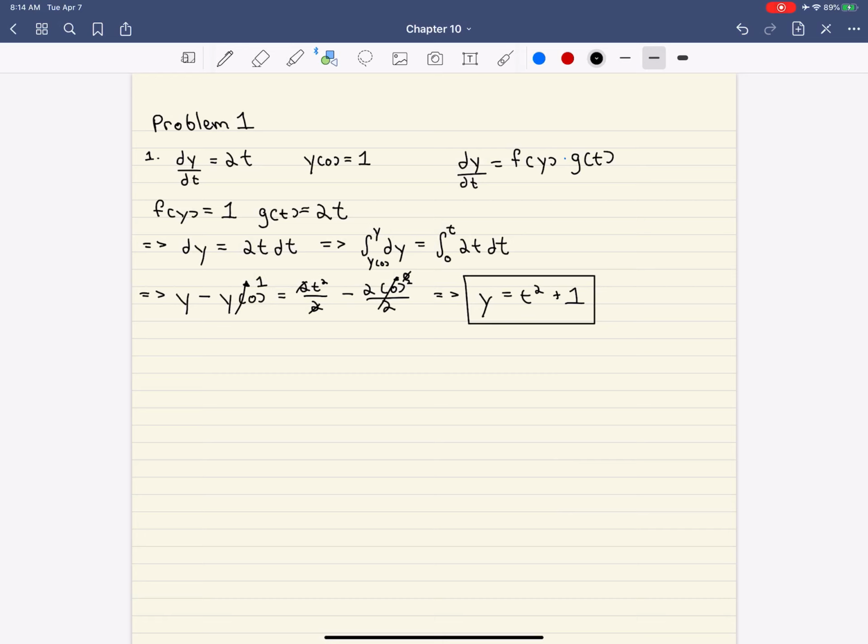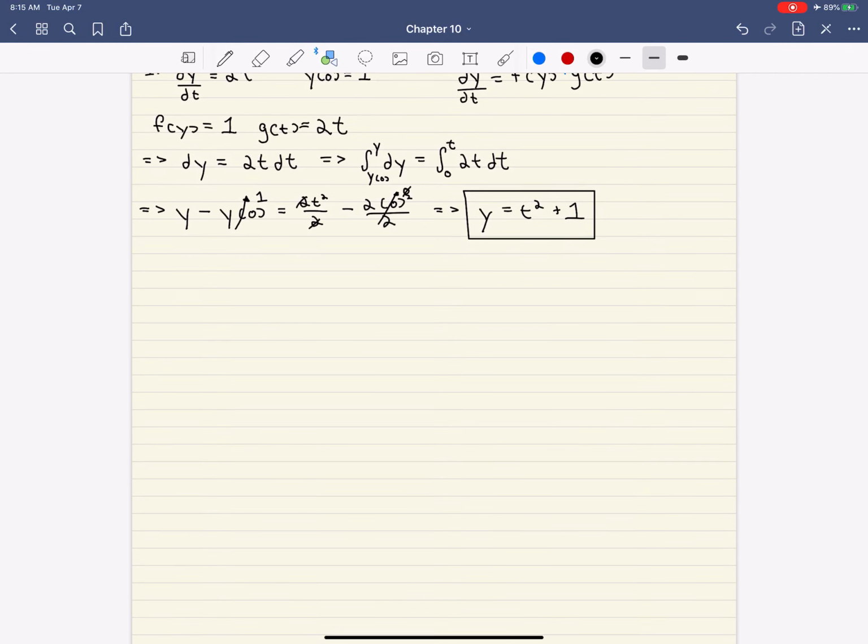Alright. So that's a very simple example. Okay? And problem 1.2 is also very similar. So in this video, I'm actually just going to skip it. And what I'm going to do now is go to problem 1.3.